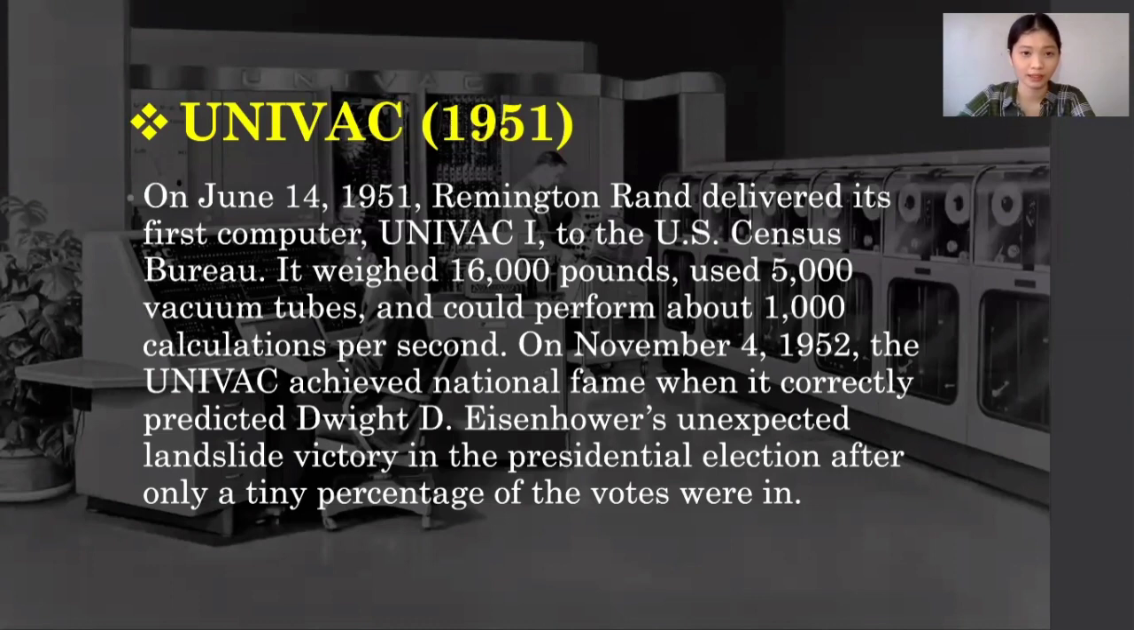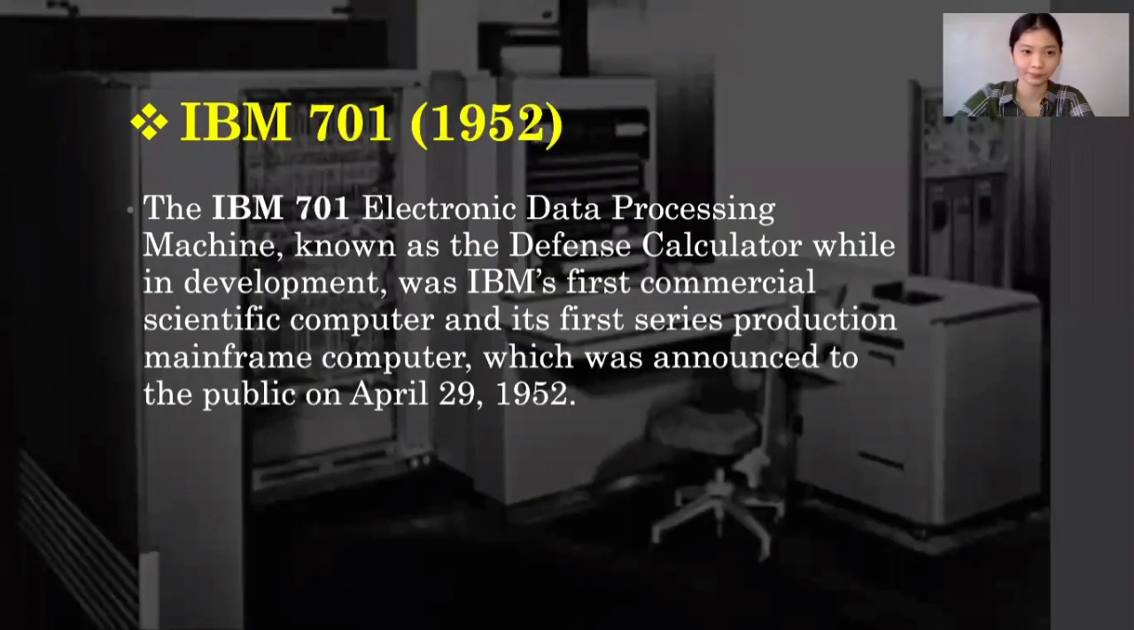So we have UNIVAC in year 1951. On June 14, 1951, Remington Rand delivered its first computer, the UNIVAC-1, to the U.S. Census Bureau. It weighed 16,000 pounds, used 5,000 vacuum tubes, and could perform about 1,000 calculations per second. On November 4, 1952, the UNIVAC achieved national fame when it correctly predicted Dwight D. Eisenhower's unexpected landslide victory in the presidential election after only a tiny percentage of the votes were in.